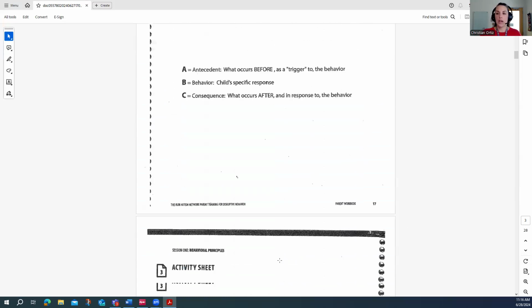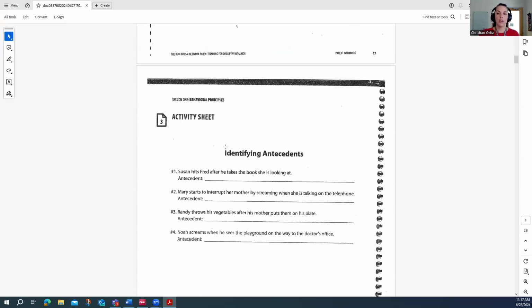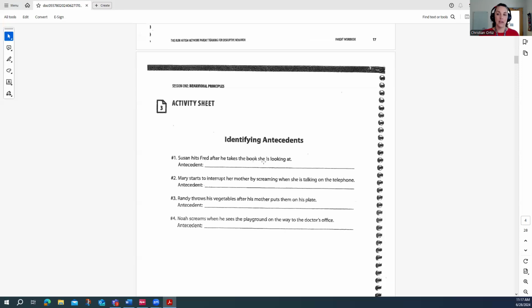I will have you guys go over this activity sheet, right, in identifying what the antecedent is. So Susan hits Fred after he takes the book she is looking at. I'm going to do this one with you. So the behavior here, right, is Susan hits Fred. That's the behavior. Okay. So the antecedent is what came before Susan hitting Fred: he took her book that she was looking at. So he took the book and that triggered her to then hit him. Okay. So then I will ask you guys to try these.